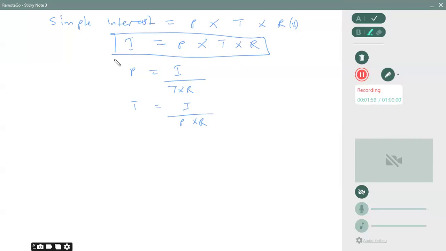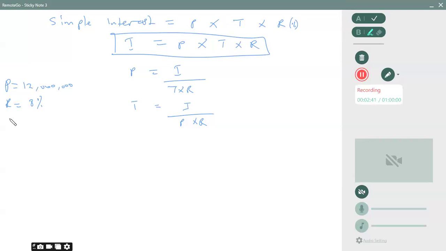Now let's go back to our question. The question was saying that Mr. Mafari was investing his amount, or his principal was how much? Was 12 million. So you have 12 million. Then the interest rate was 8%.